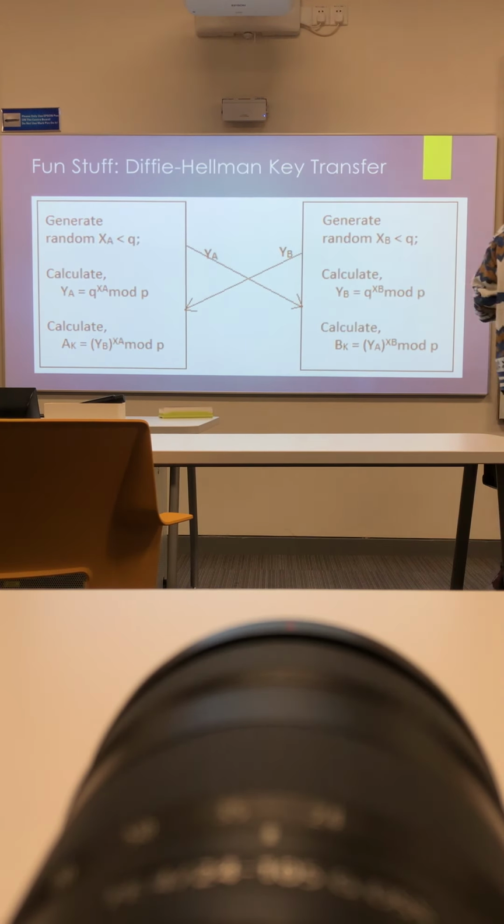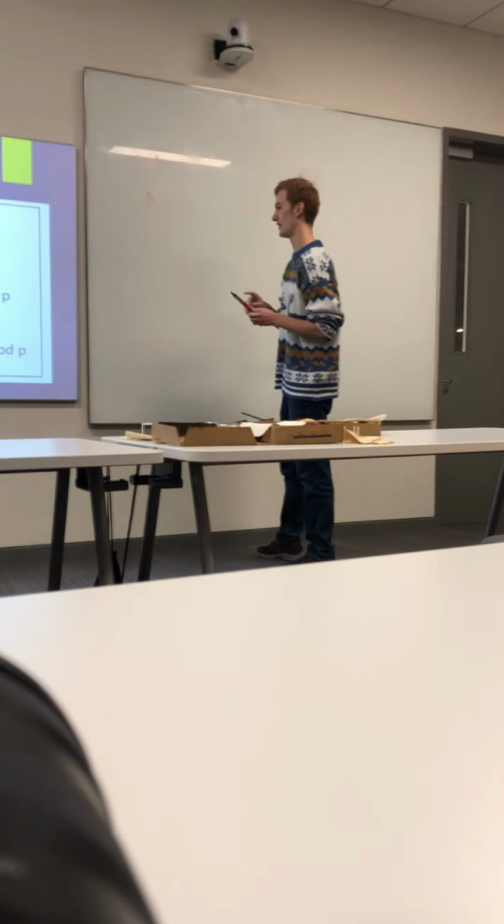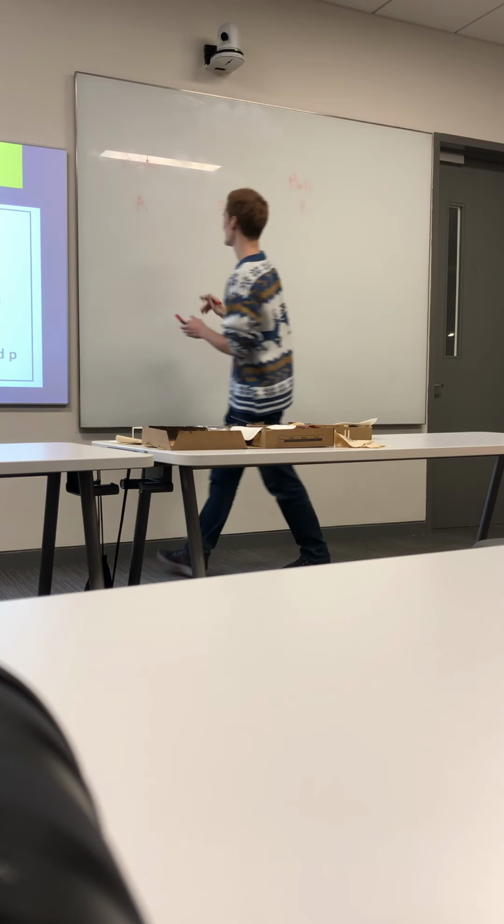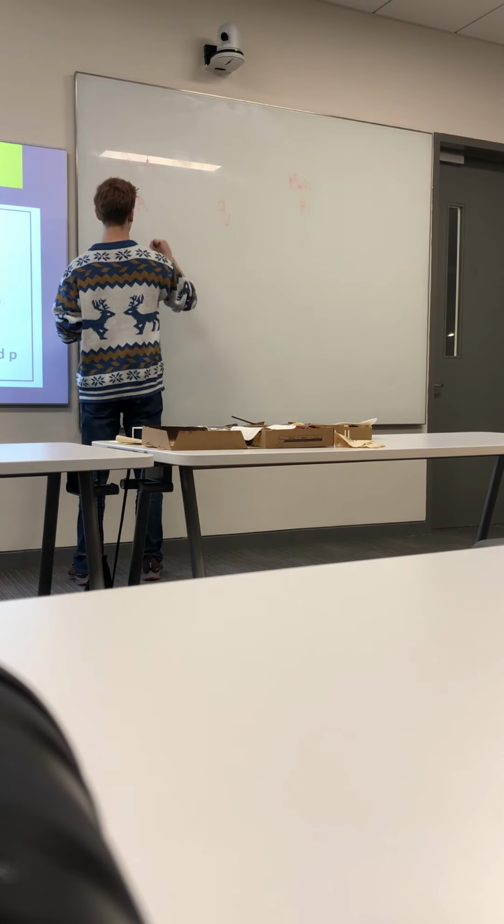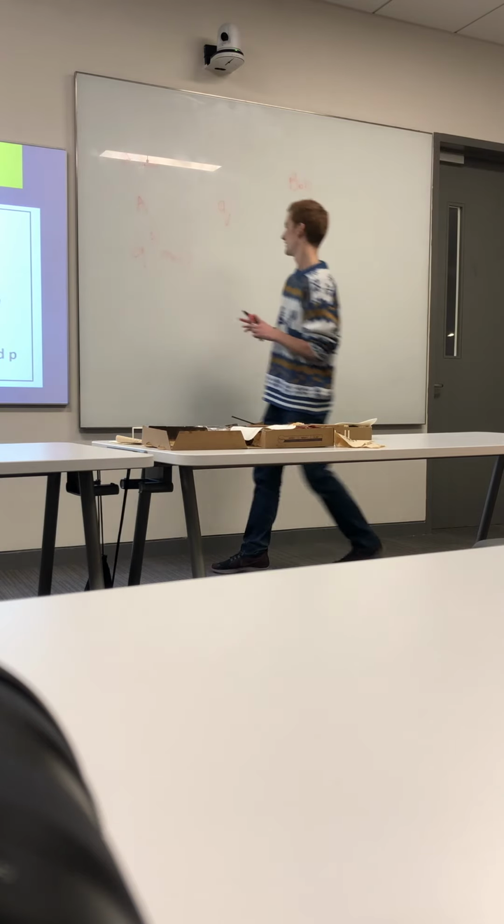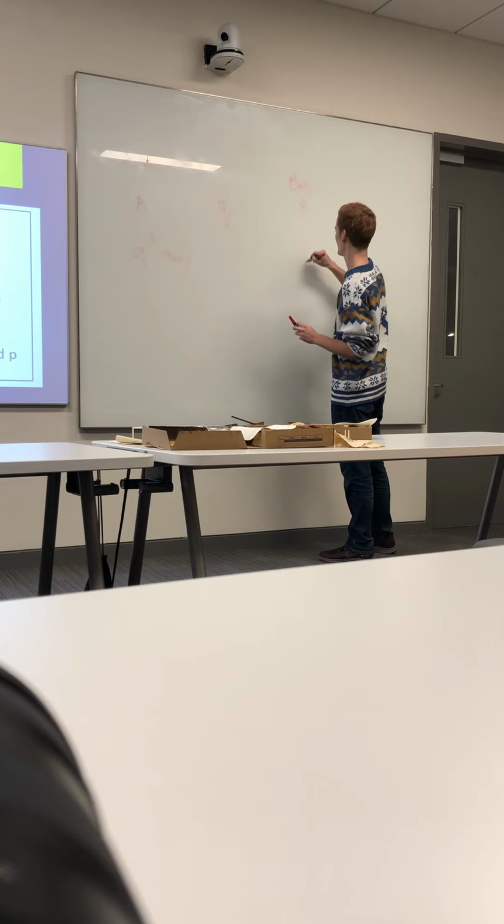Okay, so we have Alice over here with her secret A, and Bob over here with his secret B. They both decide on a public number q. Alice computes q to the A mod p. Bob computes q to the b mod p.